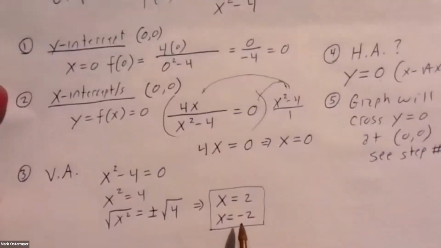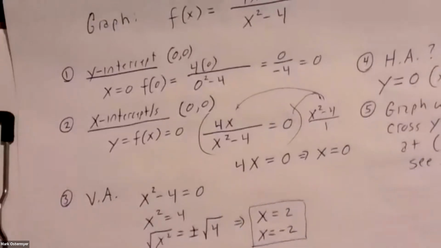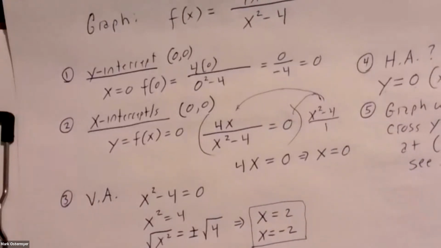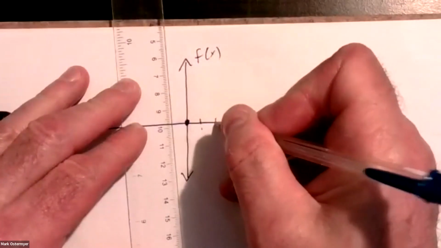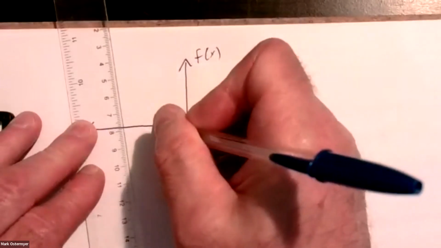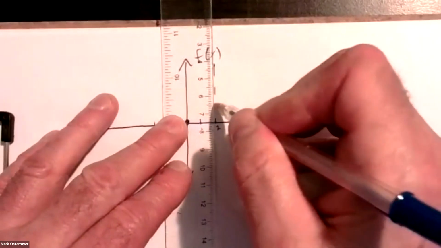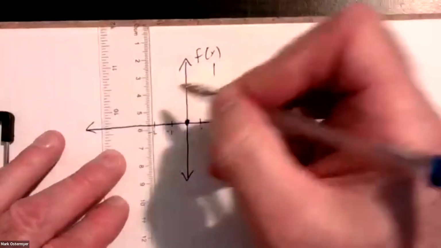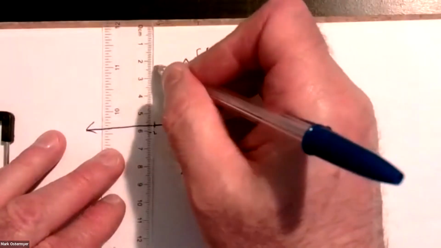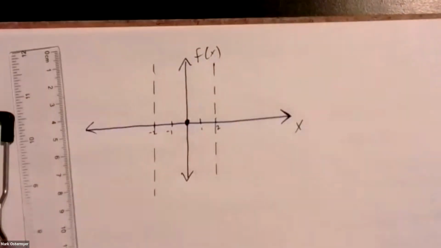What else do I know? Oh, I got vertical asymptotes at x equals 2 and negative 2. Let's plot those. Take a ruler. And 1, 2, okay, negative 1, negative 2 here. All right, so I'm gonna have a vertical asymptote going right through here. Make sure it's always a dashed line. Make sure your asymptotes are always dashed lines, whether they are vertical, horizontal, or slant. There you go, right there.